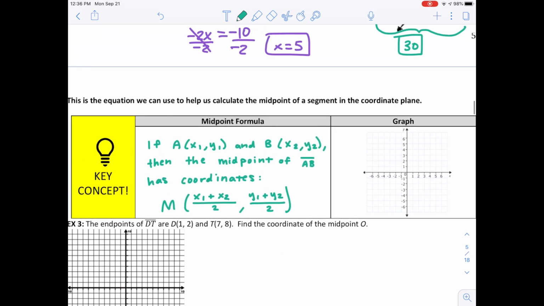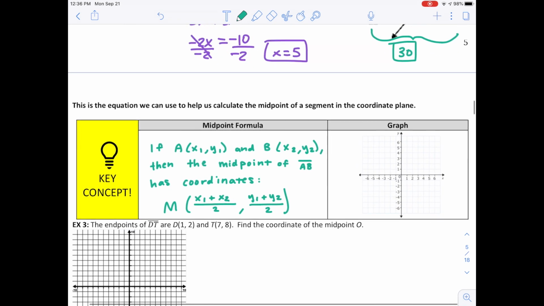So on the back, I have another definition that I want you to write. It says, this is the equation we can use to help us calculate the midpoint of a segment in the coordinate plane. So this is a key concept. If A is a point with coordinates x1 and y1, and B is another point with coordinates x2 and y2, so if you have 2 points, then the midpoint of line segment AB has coordinates, and it would be called point M.